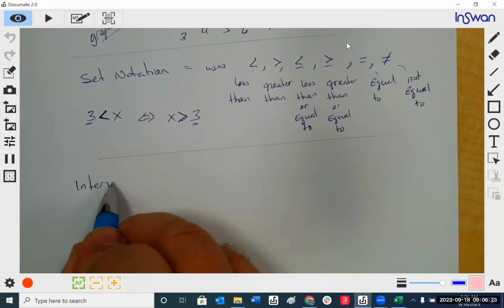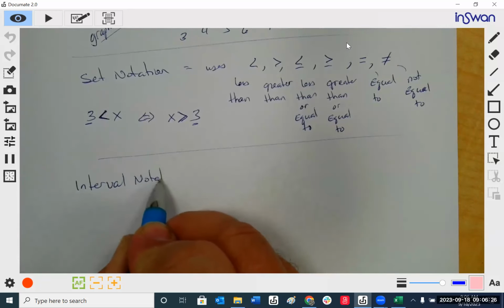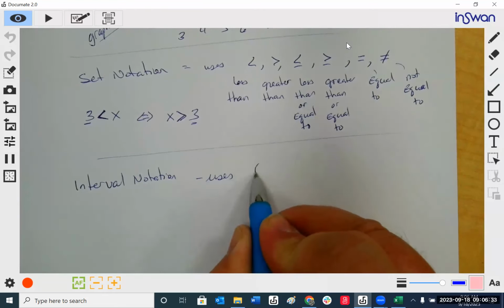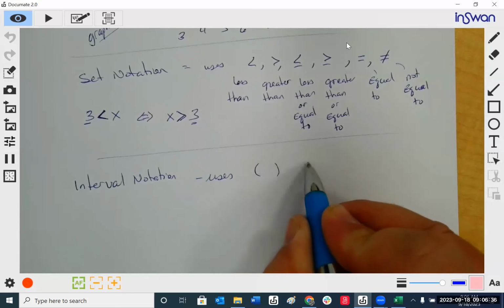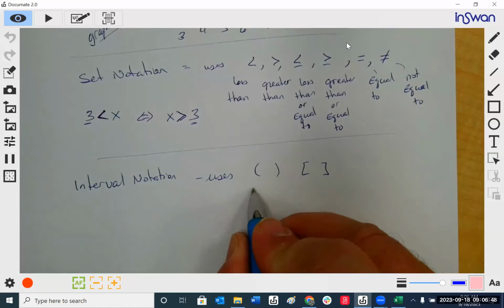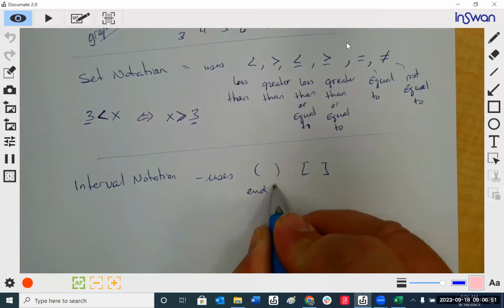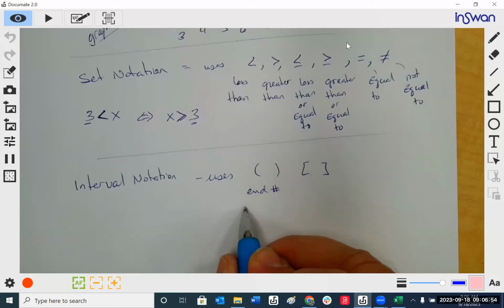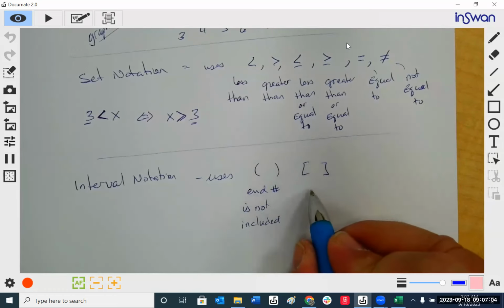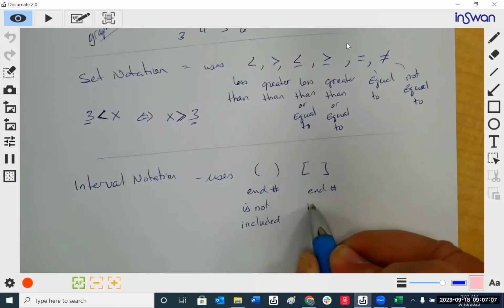Interval notation uses parentheses and brackets. The parentheses say the end number is not included in your answer, and the bracket says the end number is included.